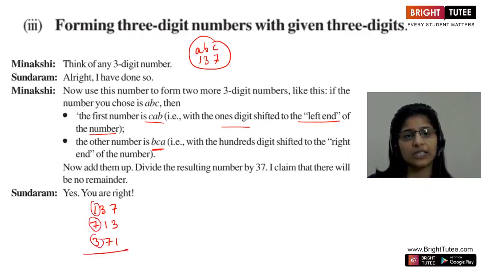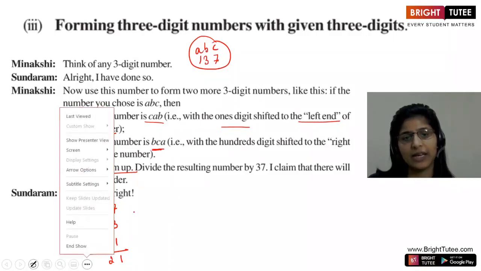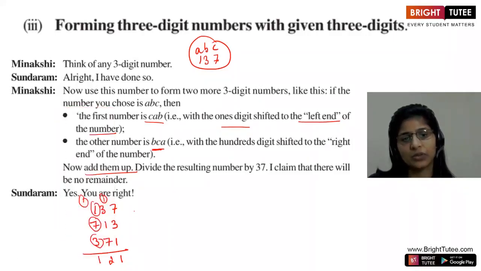Now she is asking to add them up. So if we add them, 7 and 3, 10, and 1, 11. So again here 7 and 1, 10. 7 and 1 is 8, and 1, 9, 9 and 3 we get 12 here. Again 1 is the carry, 7 and 3, 10, and 1, 11, and 1, 12. We get 1221.